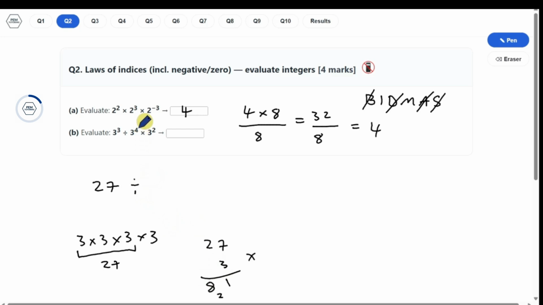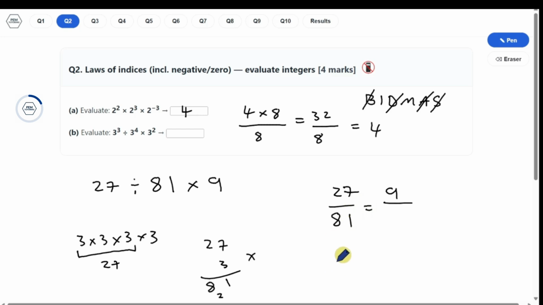So 3 to the power of 4 is 81, times 3 squared, which is 9. So first we want to do the division, 27 divided by 81. 3 goes into 27 9 times, and 3 would go into 81, well, we need to work that out.